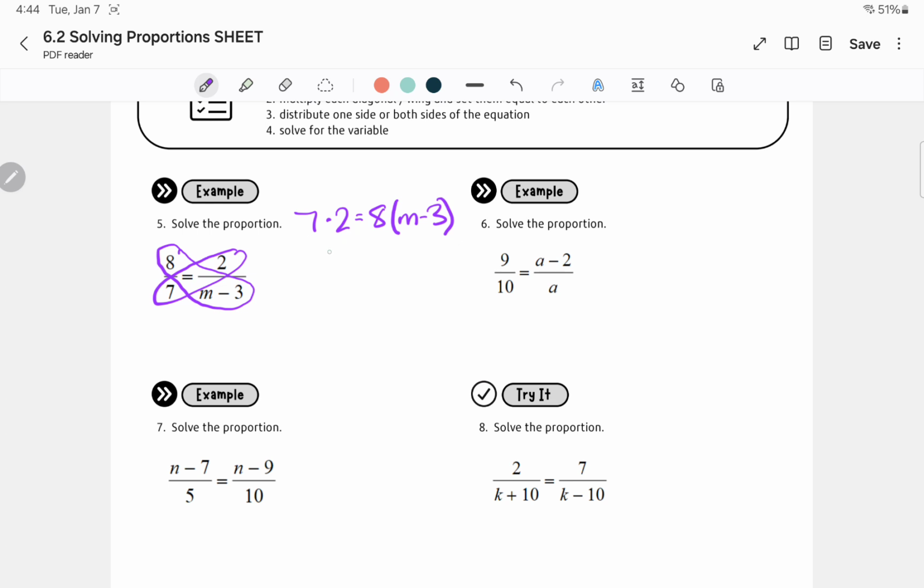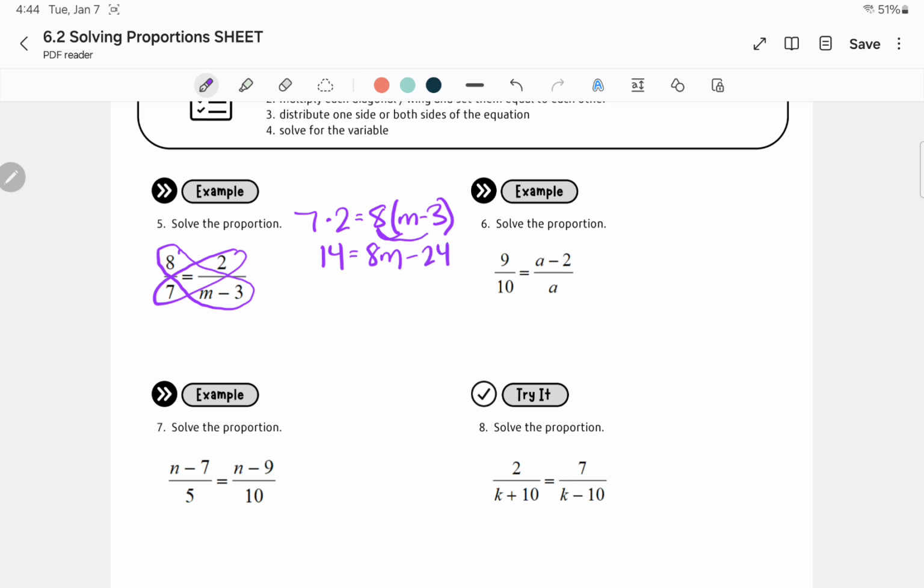So first, 7 times 2 is 14. And now distribute means this 8 is multiplied to both terms in that parentheses. So 8 times m first is 8m. Bring down the minus, and then 8 times 3 as well. So it's going to be a 24.